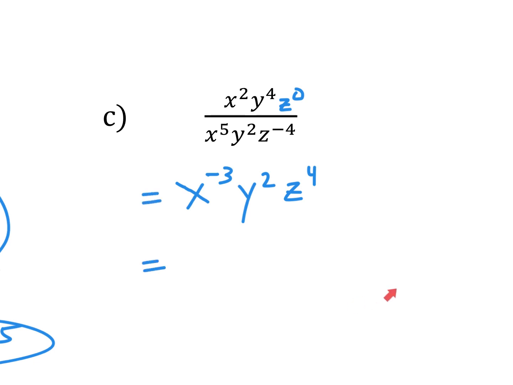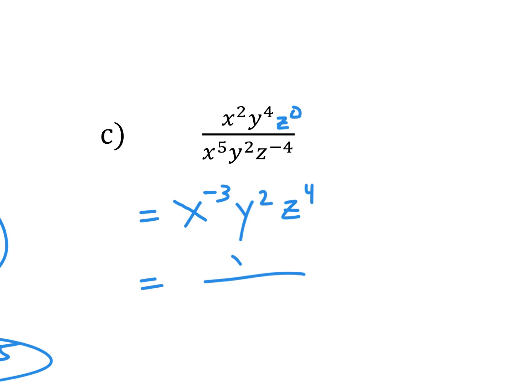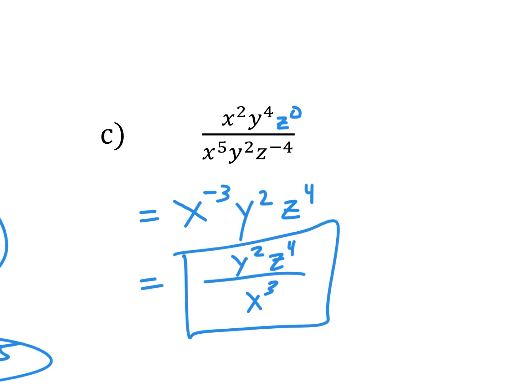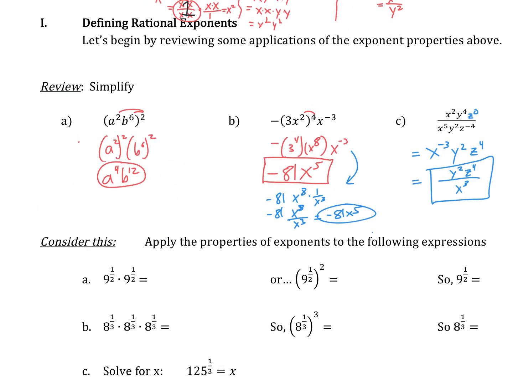And now we're almost there. We just don't want to leave any negatives in the answer. So we're going to take that y squared and the z to the 4th. And negative powers, take that downstairs. That'll be x to the 3rd. All right. So there's some examples just to get used to that. All right, well, what about fractional exponents? Let's look at that next.